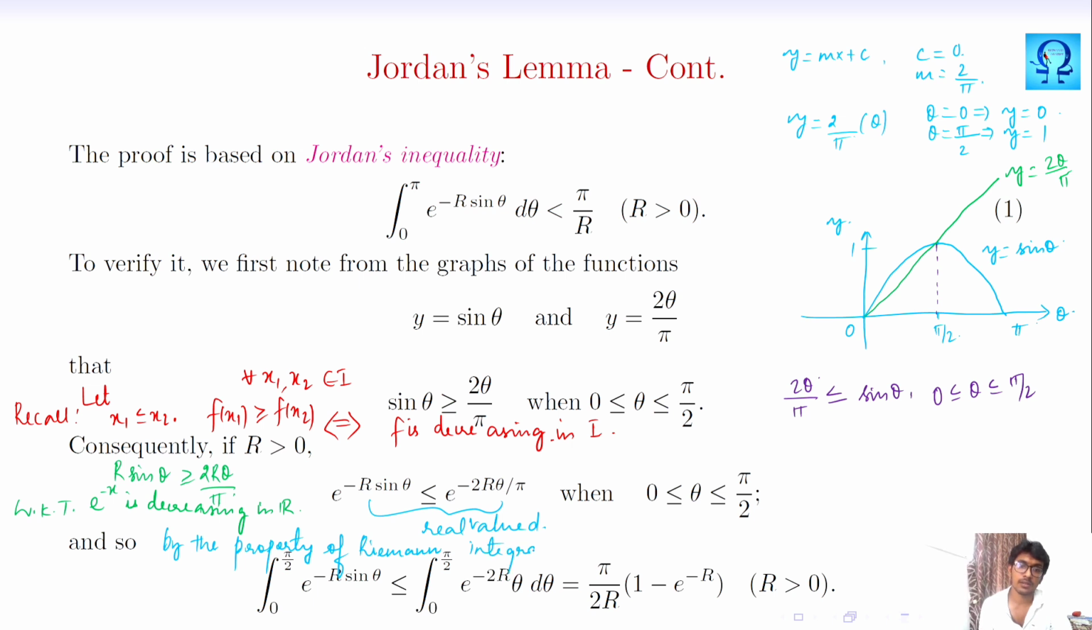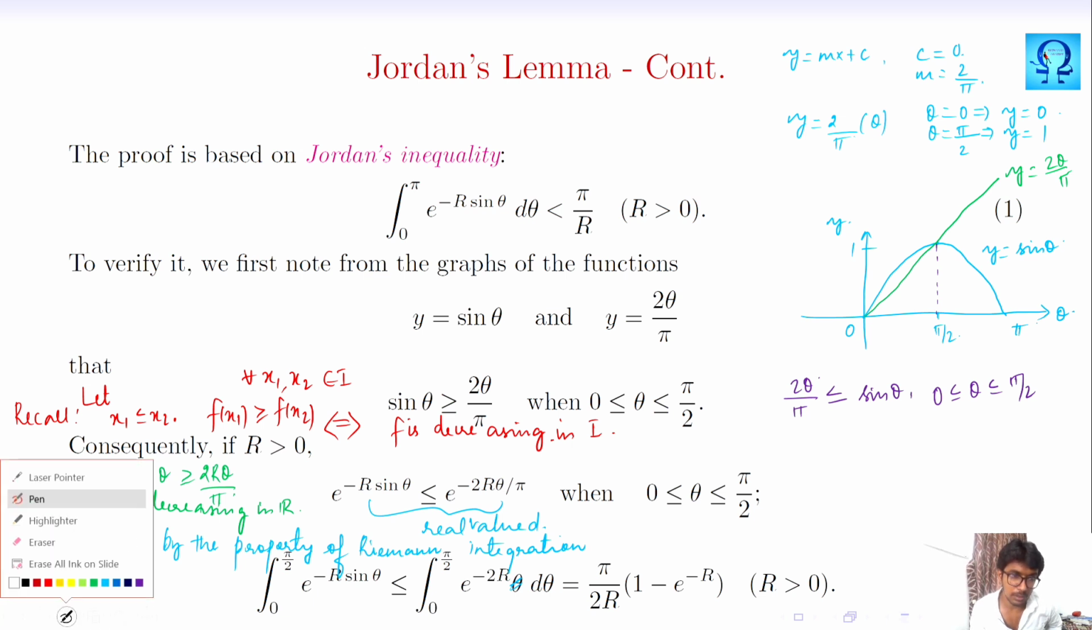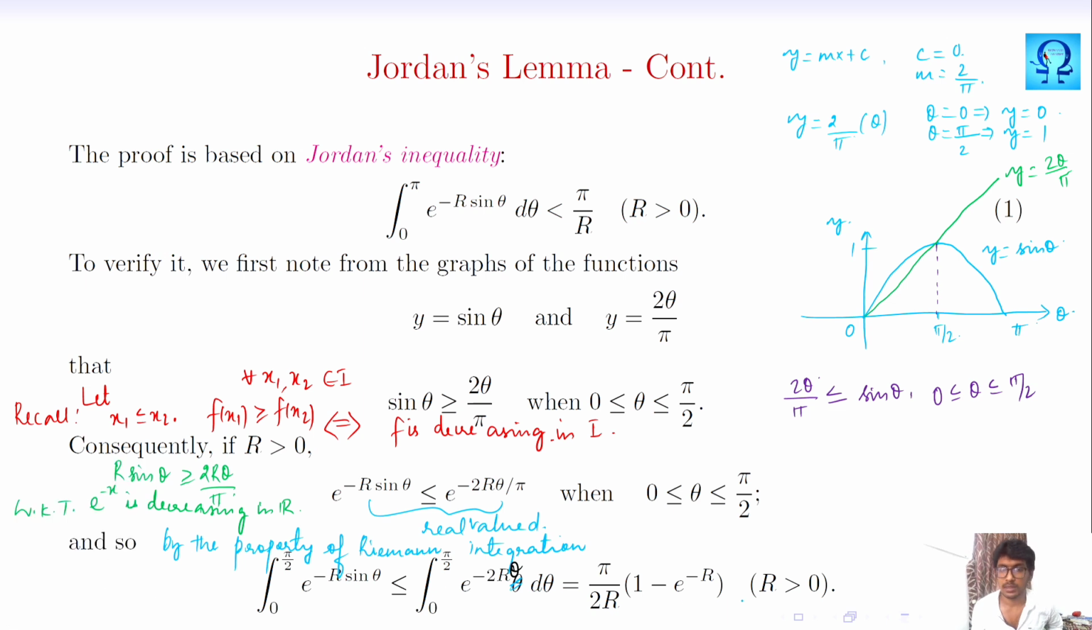By the properties of Riemann integration, the inequality is preserved when you integrate. So we just apply it here. We do not do anything here. Actually, this theta is in the power only. So here also we have some typographical error. So this theta is in the power only. Now we just integrate this one and see what we are getting. If you just observe this, the integral from 0 to pi of e to the power minus r sine theta d theta is smaller than pi upon r. Here we have something different.